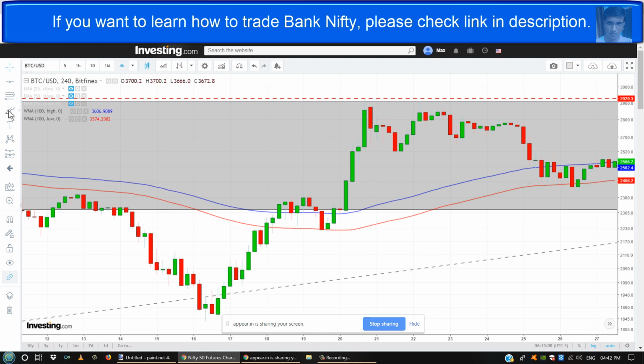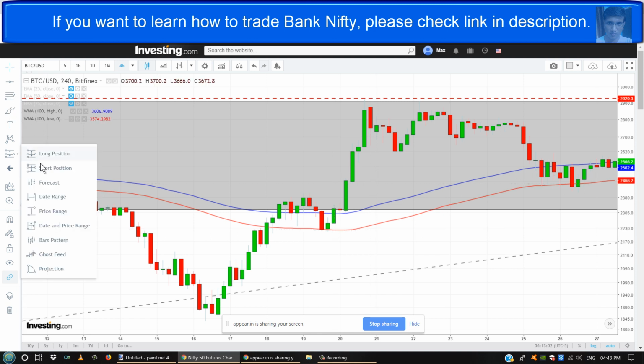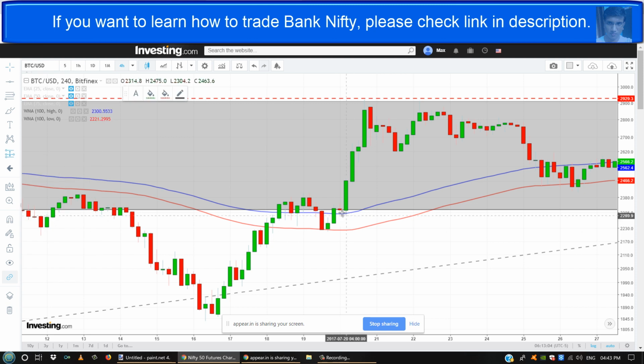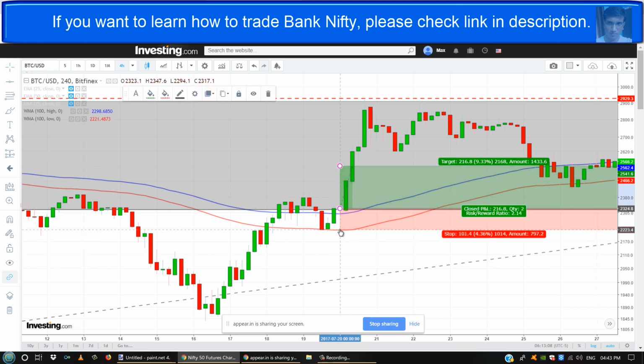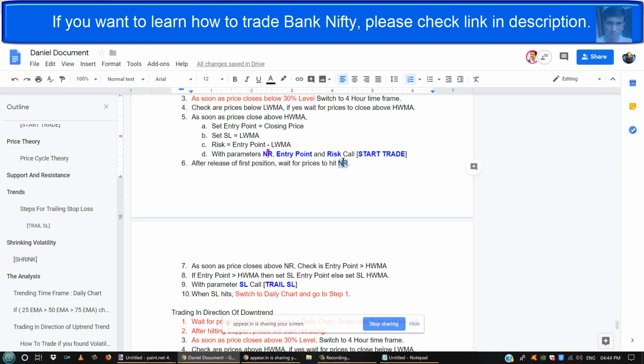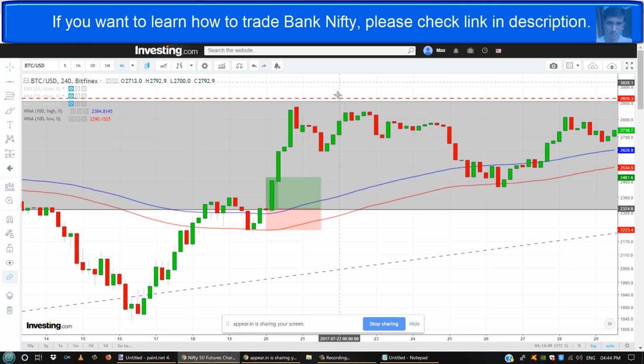First position you will exit at 1.5, as per our risk reward. This will be a long position. This would be a stop loss. Again, NR is the resistance that we made in the higher time frame. So this is the red line.